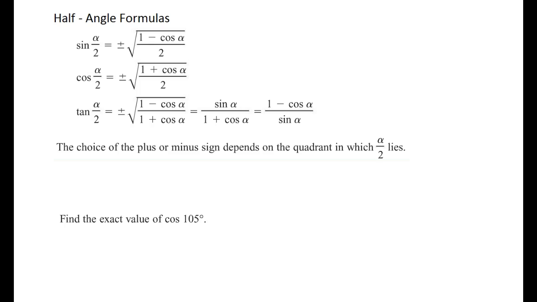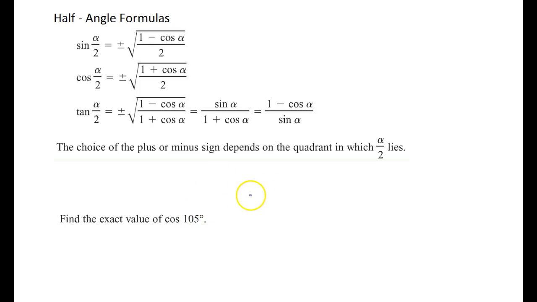To find the sine, cosine, or tangent of half of an angle, you're going to use these half angle formulas. And notice that each formula has a plus or minus in front of it, and that's because the quadrant will change when you cut an angle in half, okay? So depending on which quadrant alpha over 2 lies in, that's going to determine whether you use the plus or the minus, okay? So for example, find the exact value of cosine of 105.